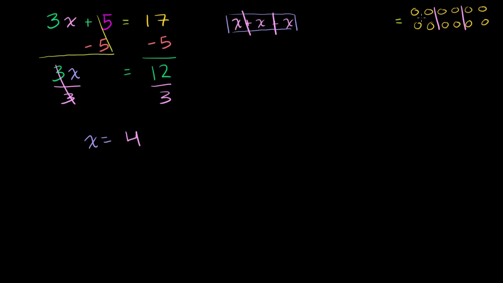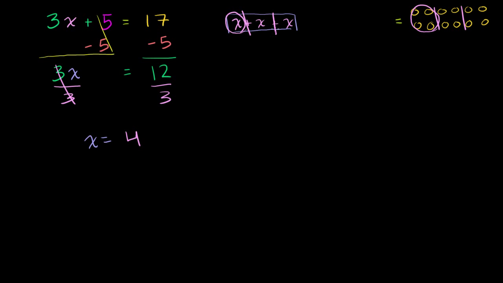And you get that exact same thing over here. When you divided 3x into groups of 3, each of the groups had an x in it. And we divided 12 into groups of 3. Each of the groups have a 4 in it. So x must be equal to 4.